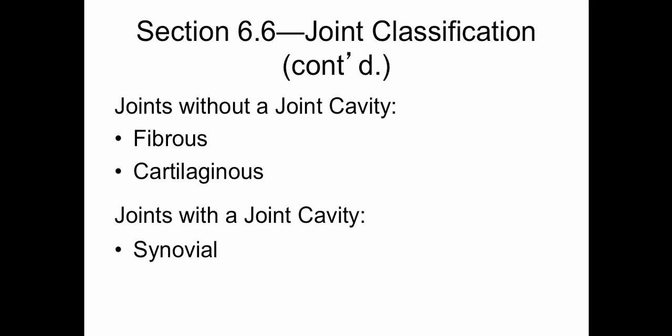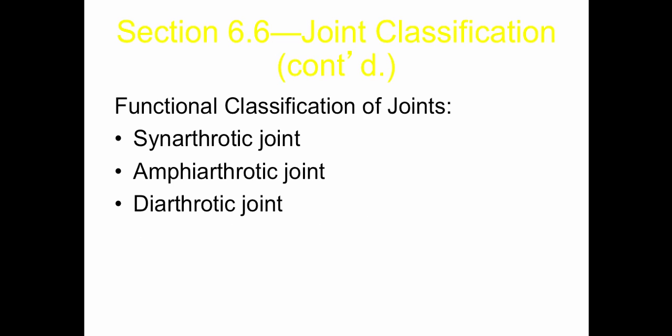Joints without a joint cavity include fibrous and cartilaginous joints, and synovial joints all have a fluid-filled cavity. Synovial joints contain an outer fibrous layer and an inner synovial layer. These classifications correspond to the amount of movement allowed by the joint. Synarthrotic joints allow little to no movement, and diarthrotic joints allow a great deal of movement.